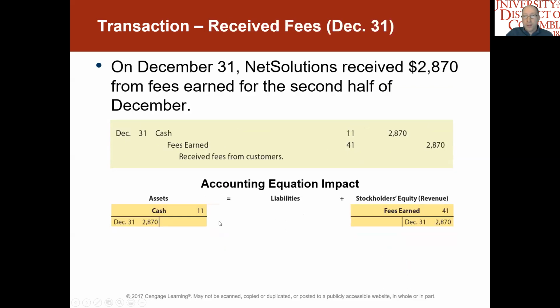Also, at the end of the month, I received $2,870 from sales that I made to my customers. I debit my cash, $2,870, to increase my cash. I increase my sales, or my fees earned, by $2,870 to represent fees received from customers, or sales I made and received cash from customers. Increase my cash, $2,870. I increase my sales, $2,870.